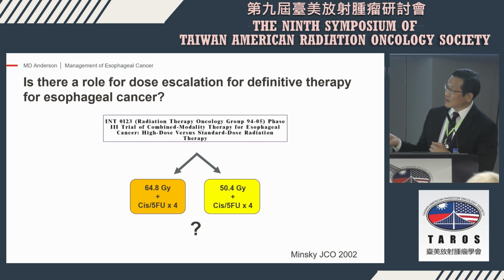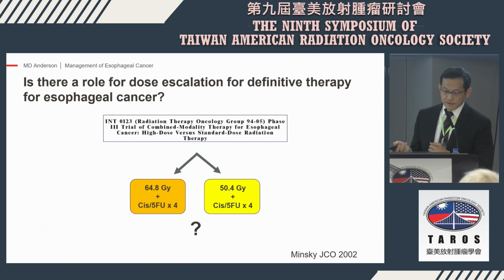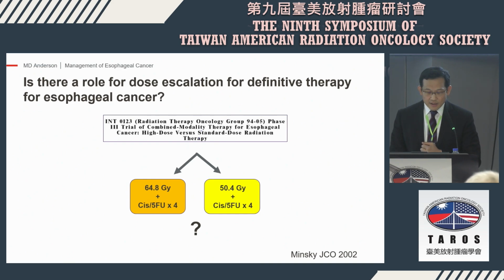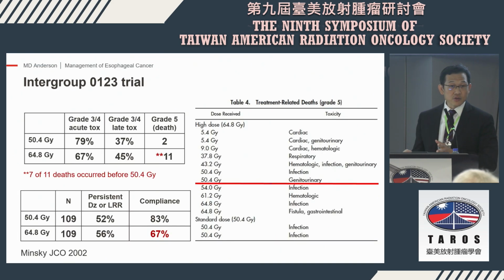So therefore, there's been this old study. Okay, this is Intergroup 0122, or RTOG 9405, which asked the question whether adding dose escalation above 50 gray will improve outcomes. So both of these arms had concurrent chemotherapy, but asked the question between 50 gray and 64.8 gray. This very old study is a negative trial, right?